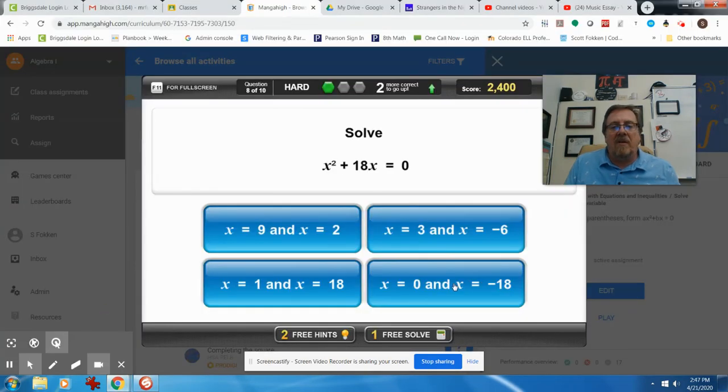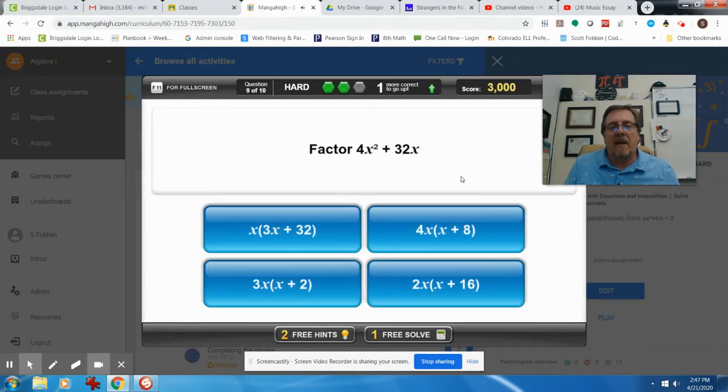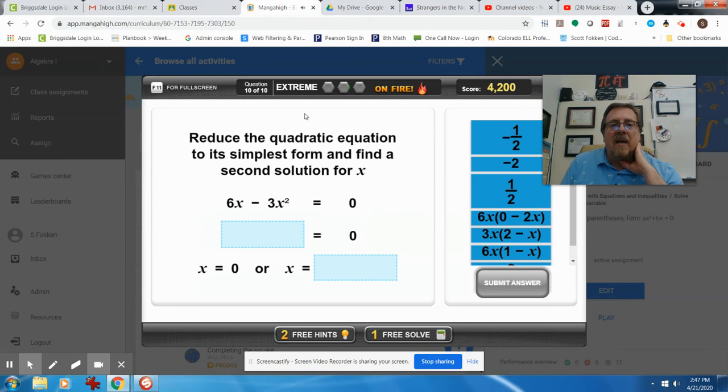Rush back over here. Select that one. Factor that. What do these two have in common? There's a 4x in both, so I think we should take 4x out. That'd give us this one. Okay, we're on our last one because we're on fire. We're in the extreme category.